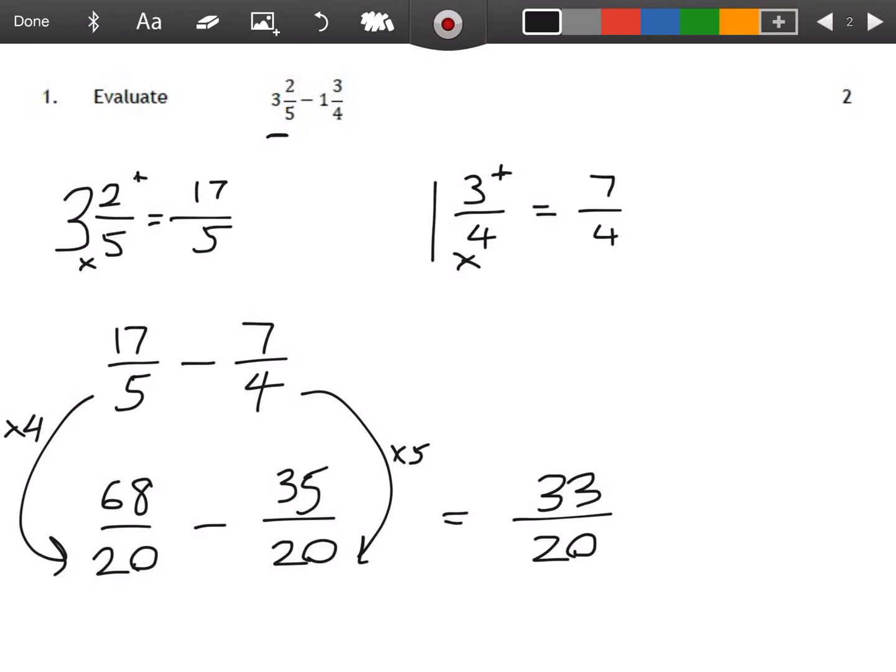That is perfectly fine to leave it like that, okay? You don't have to, but if you want to go on and simplify it as a mixed number, how many 20s are in 33? 1 and 13/20. So either answer is perfectly fine, okay?